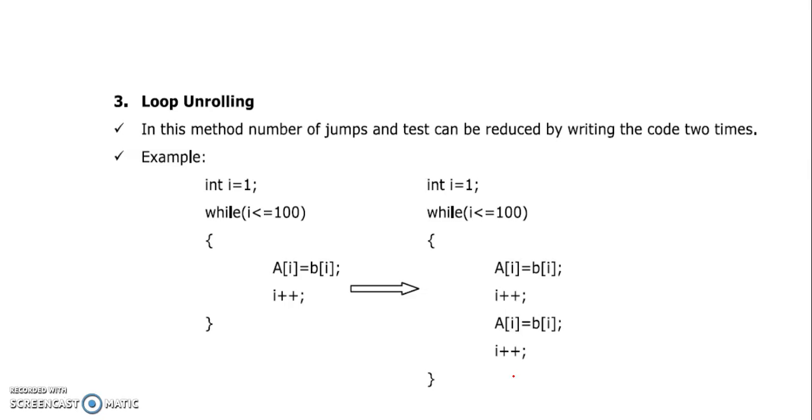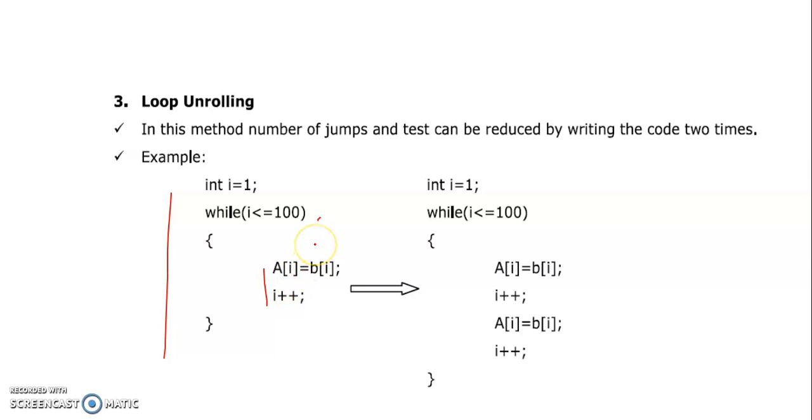Now, third one, loop unrolling. What is loop unrolling? In this method, the number of jumps and tests can be reduced by writing the code two times. Suppose you have a code in which a loop is iterated 100 times, and in this you are executing these two statements: a[i] equals b[i], and i gets incremented each time.